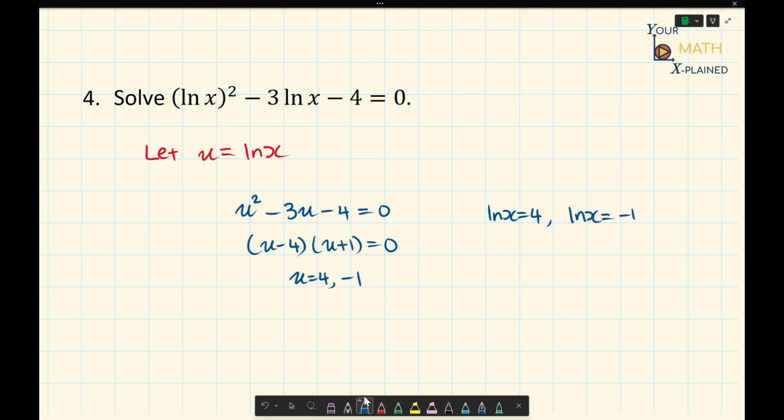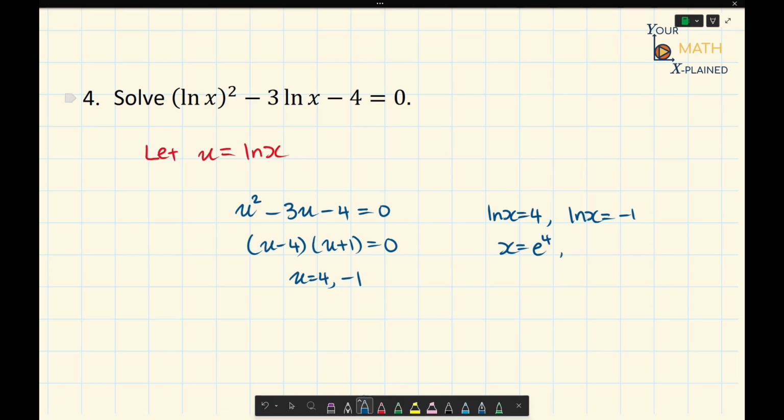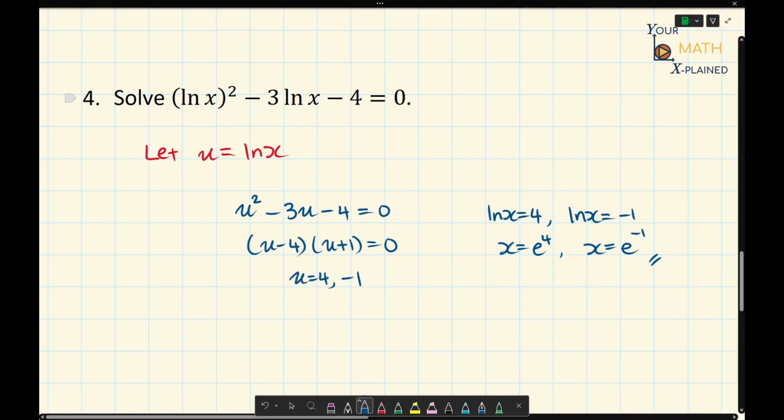Now using the definition of a logarithm for each equation, we're going to get x is equal to e to the power of 4, or x is equal to e to the power of -1. And since both of these are positive numbers, both of them are valid solutions.